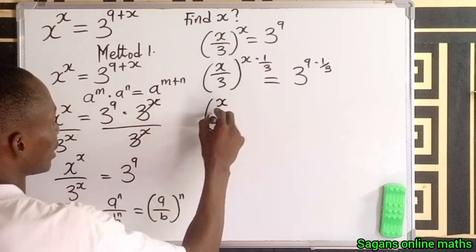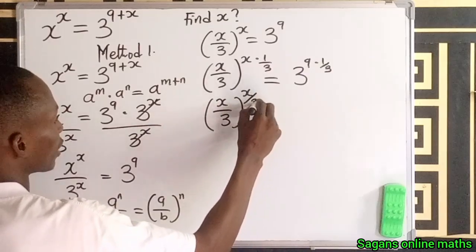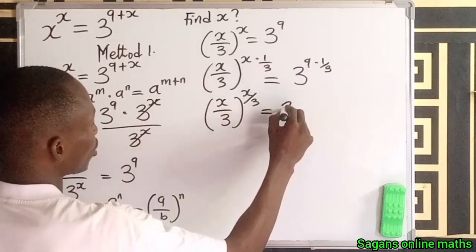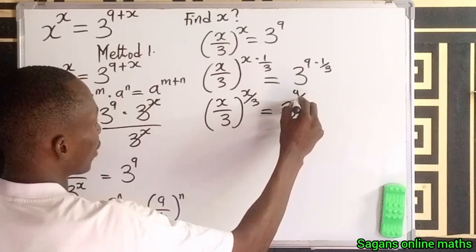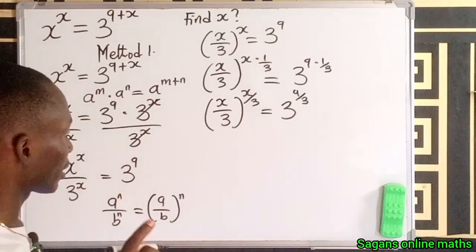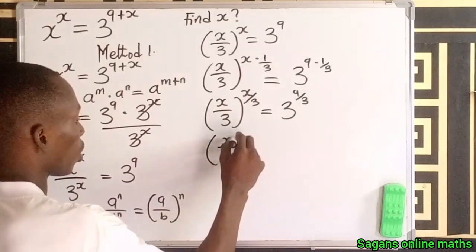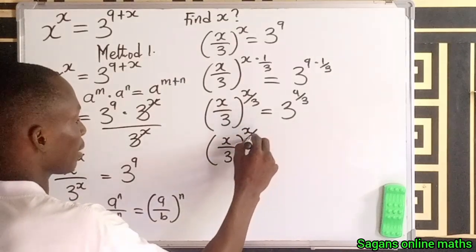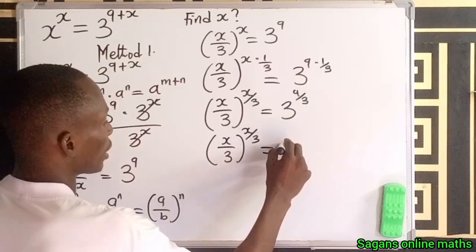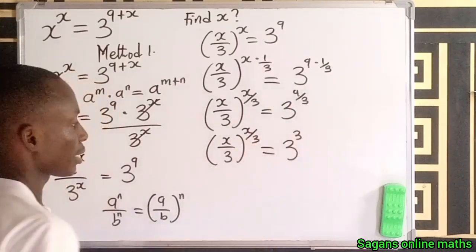Now, if we multiply, this is x divided by 3 all to the power x divided by 3 equals 3 to the power 9 divided by 3. We know that 9 divided by 3 is 3. So this is x divided by 3 all to the power x divided by 3 equals 3 to the power of 3. Because 9 divided by 3 is 3.